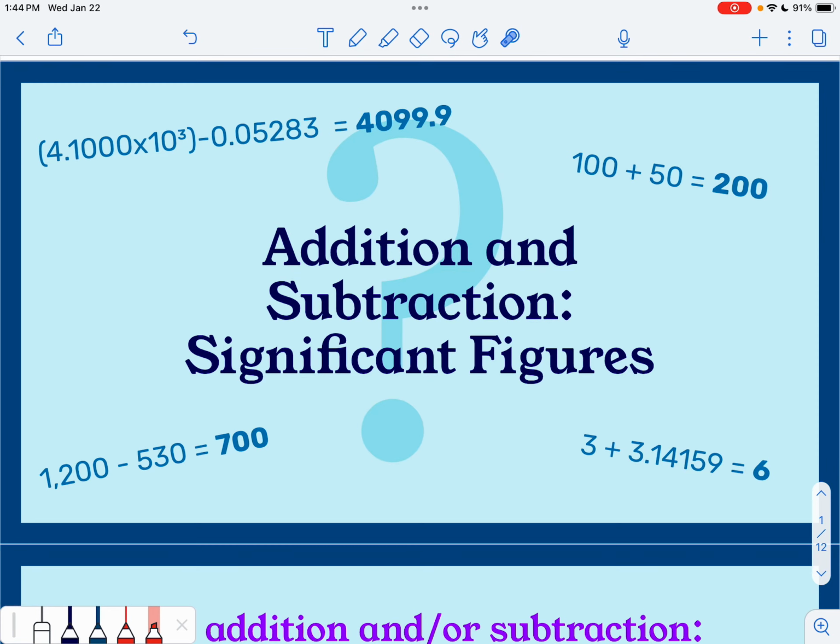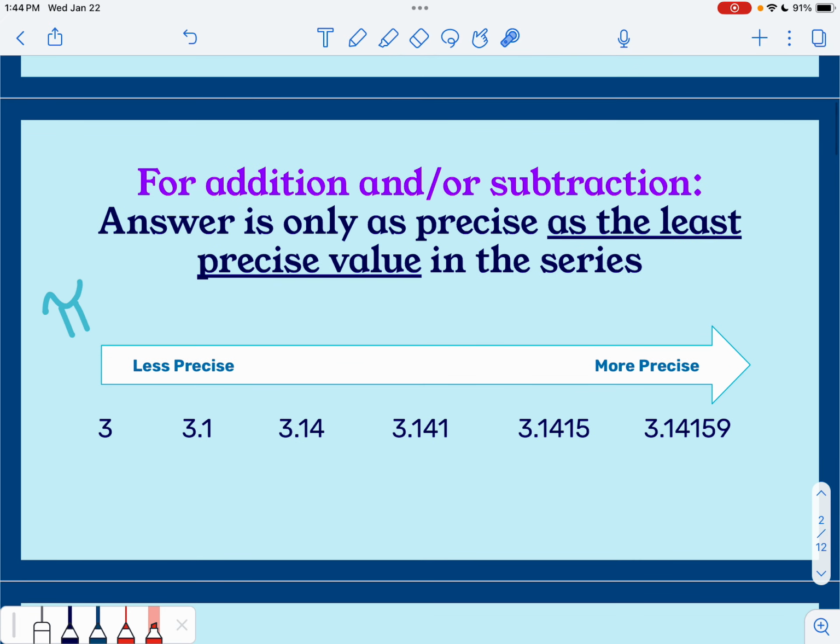Hello and welcome to today's video, where we are discussing addition and subtraction with significant figures. For addition and subtraction, your answer is only as precise as the least precise value in the series.